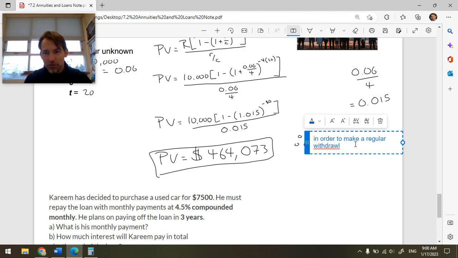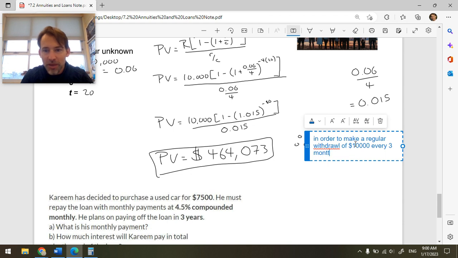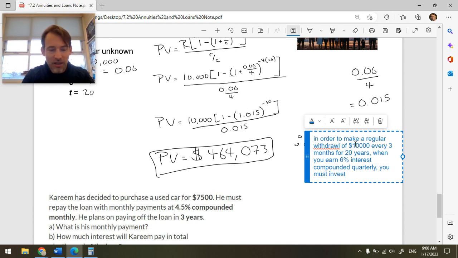So in order to make a regular withdrawal of $10,000 every 3 months for 20 years, when you earn 6% interest compounded quarterly, you must invest $464,073 up front. So that's about three and a bit thousand dollars per month.